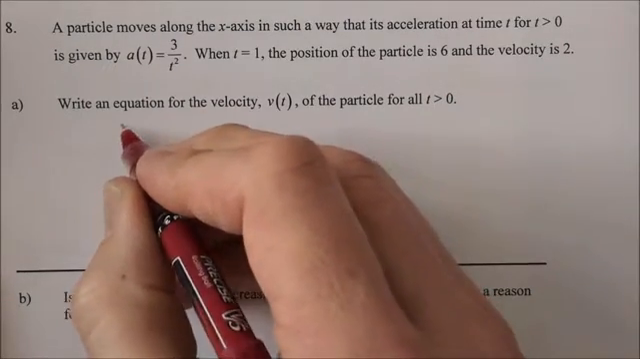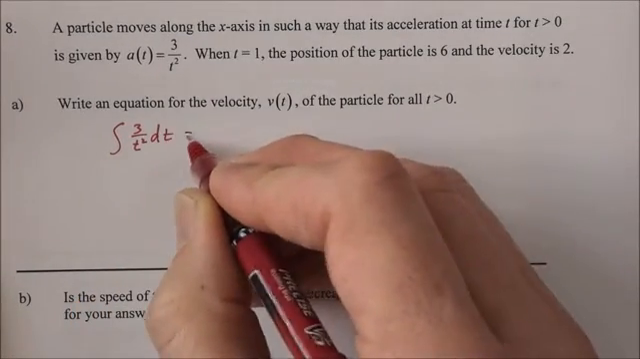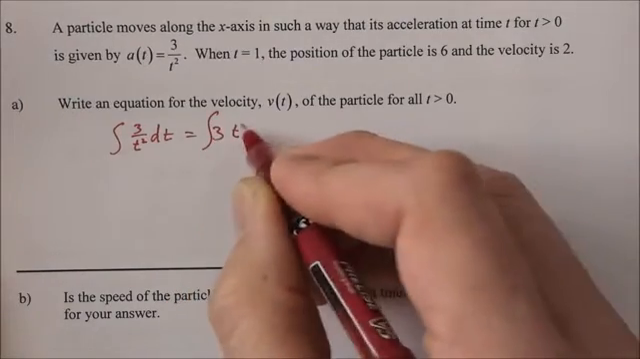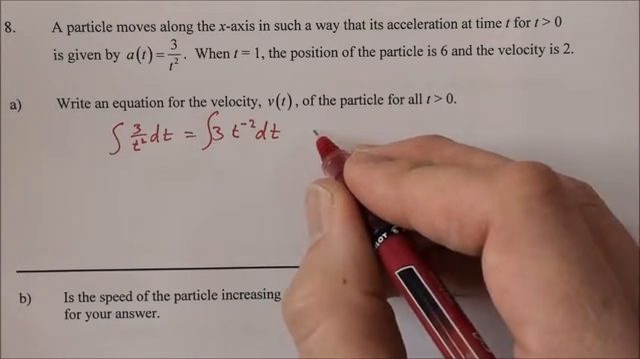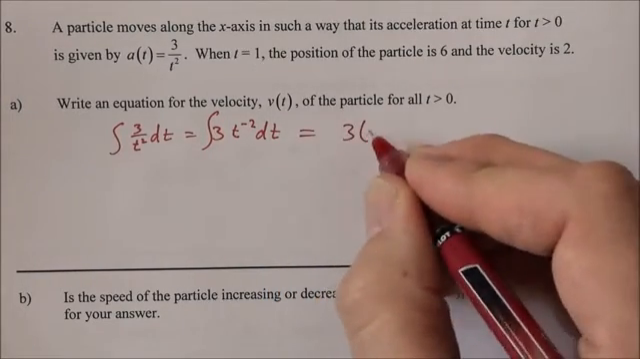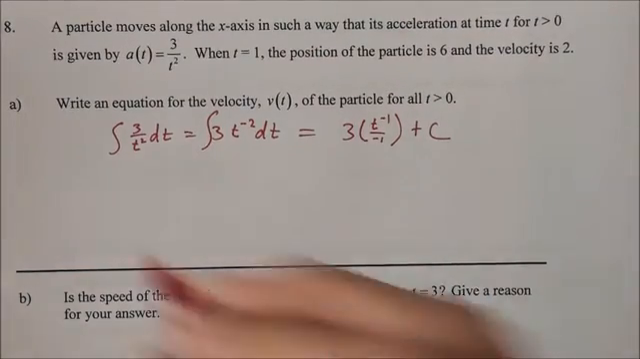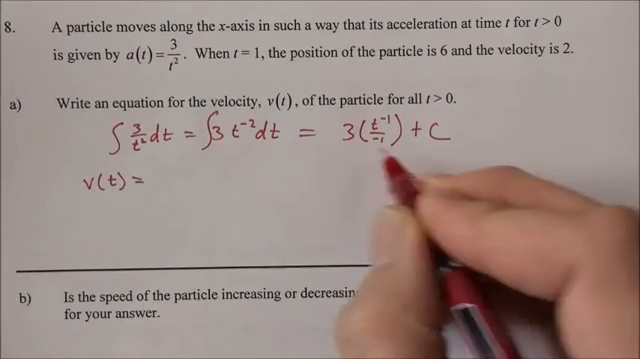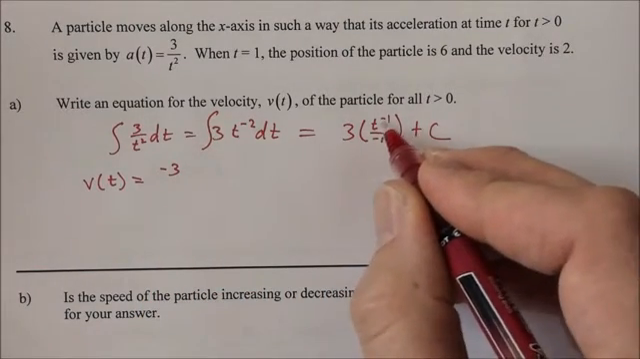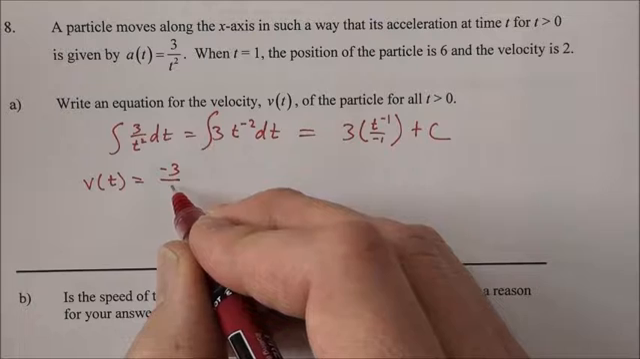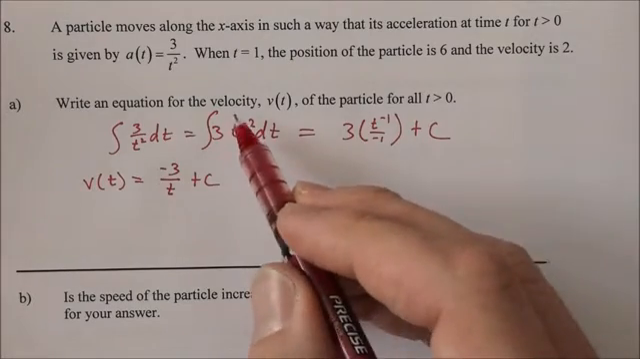All right, well, that means we need the antiderivative of acceleration, which is 3 over t squared dt, which is going to be 3t to the negative 2 dt. So we can do our good old power rule here, and we can turn this into 3 and then t to the negative 1 over negative 1, plus c. So what do we have here? We have v of t. Let's simplify this a little bit. We have 3 divided by negative 1, so that's negative 3. And we have t to the negative 1 power, so that's going to place it down in the denominator, plus c.